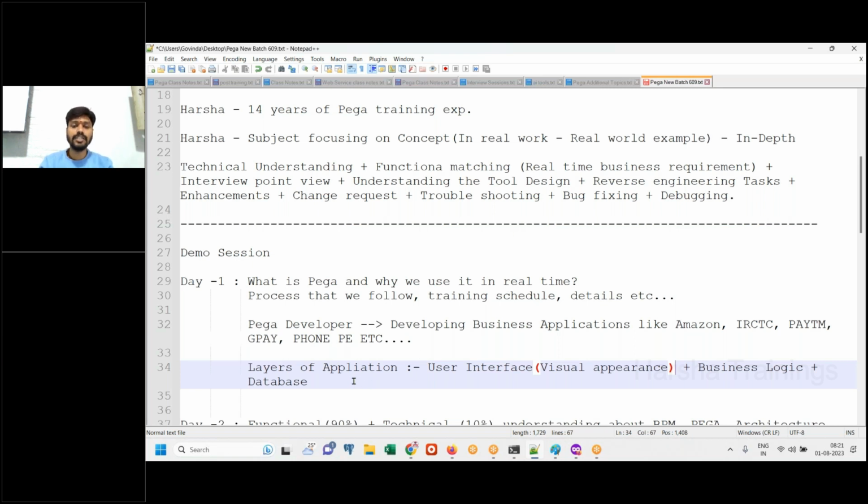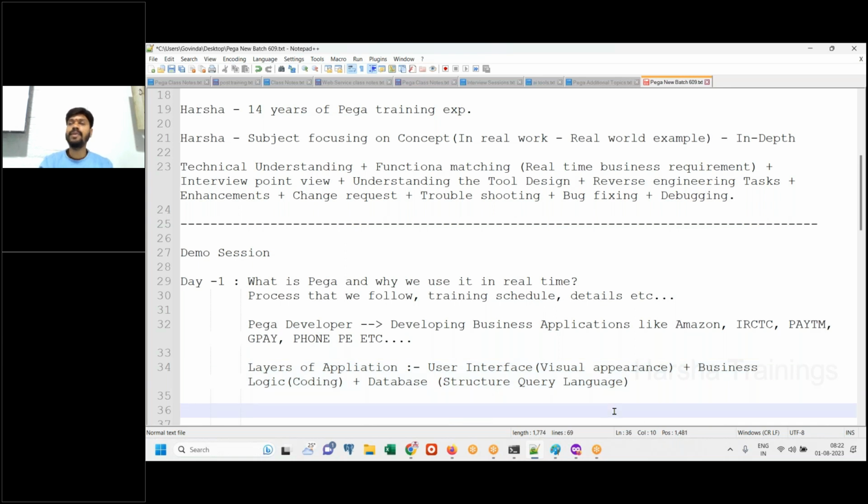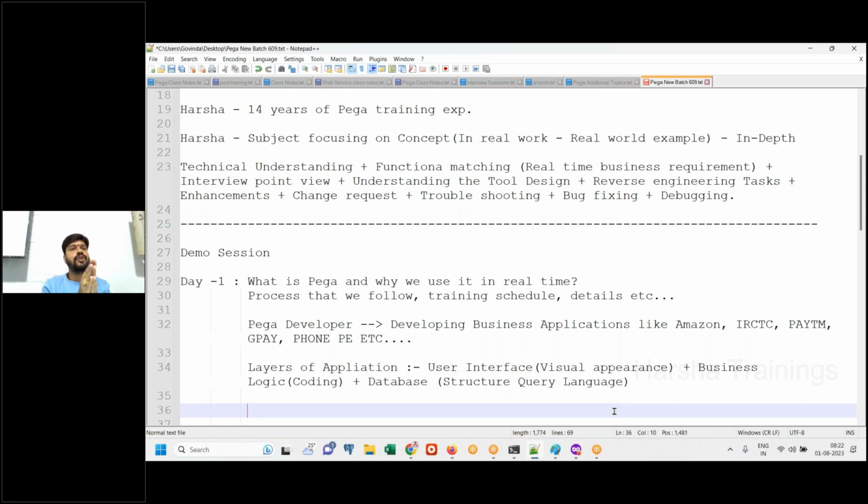So what is business logic? Generally coding. This is the middle layer. This is coding, like your C language, Java, CPP, C#, VB, or any programming language. And database is SQL queries, Structured Query Language. See, if you want to be called a full stack developer, generally at a high level you should know all these three.